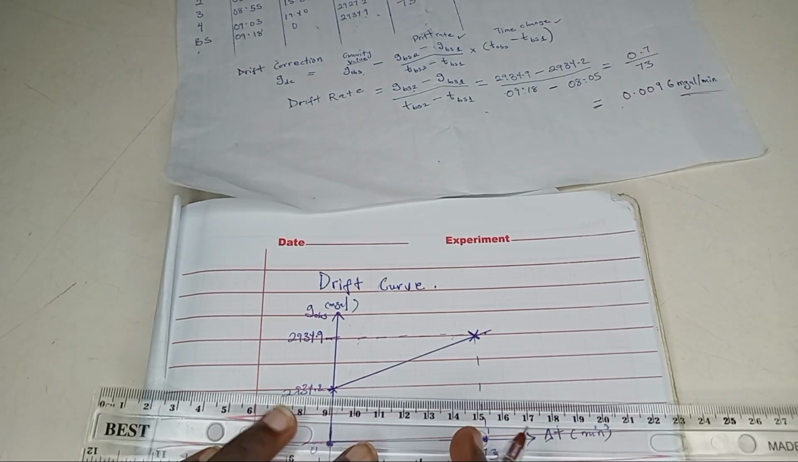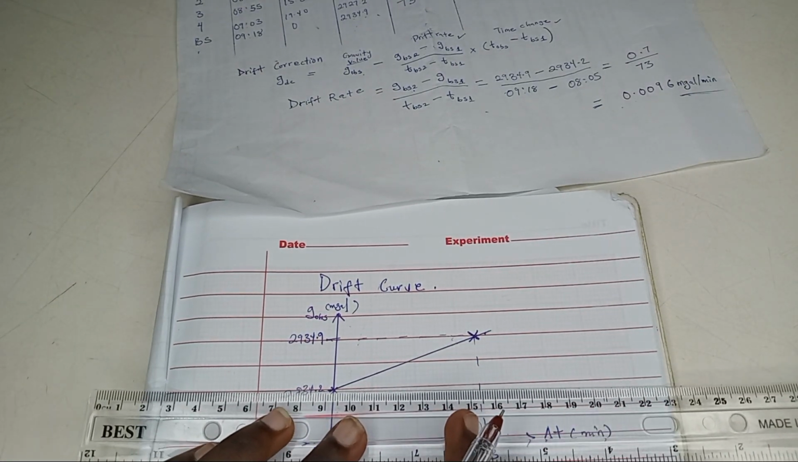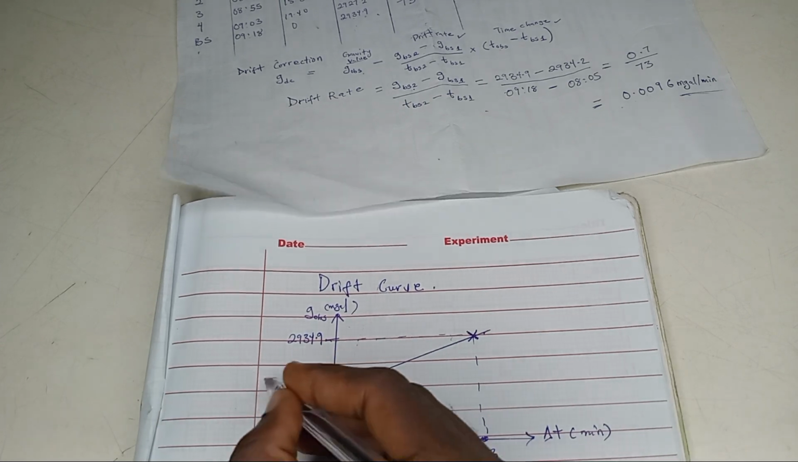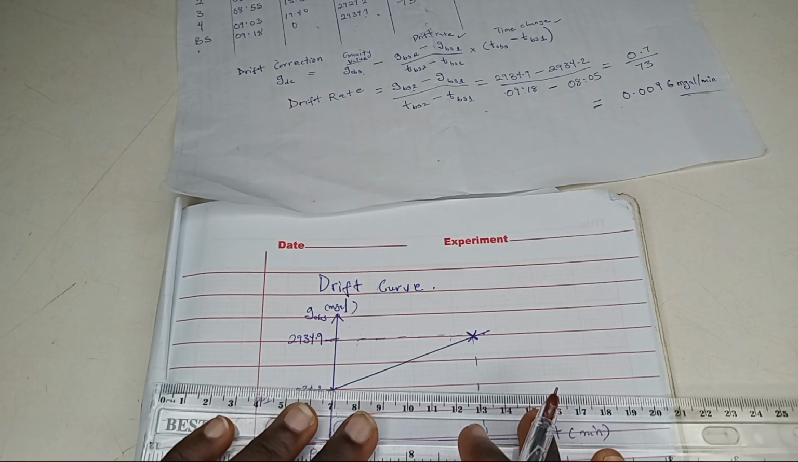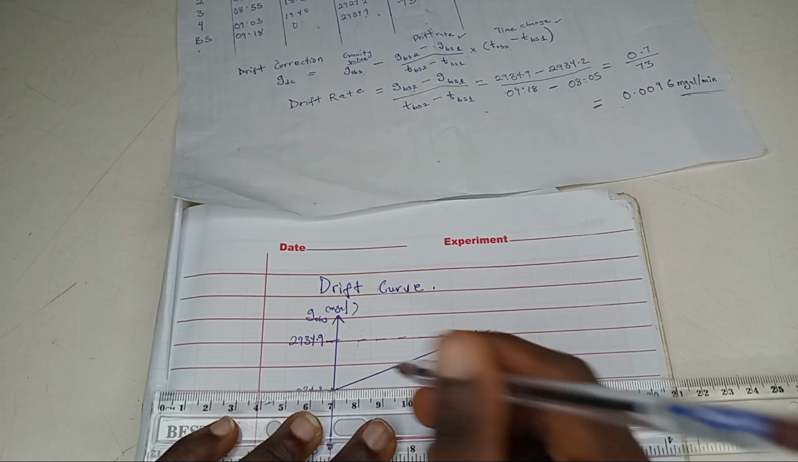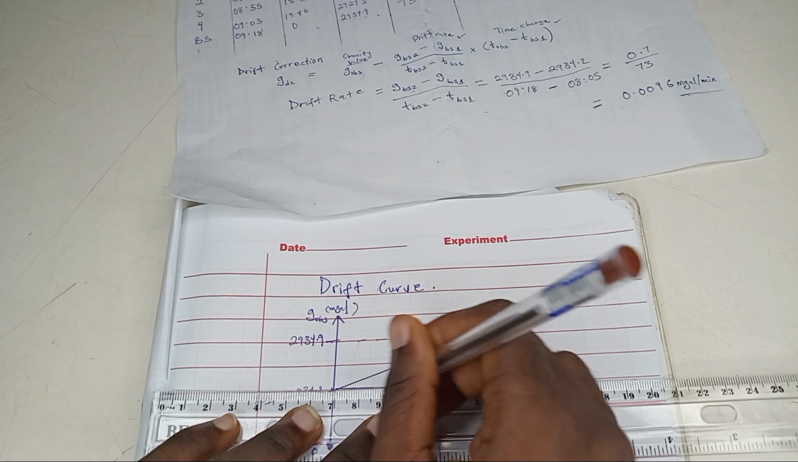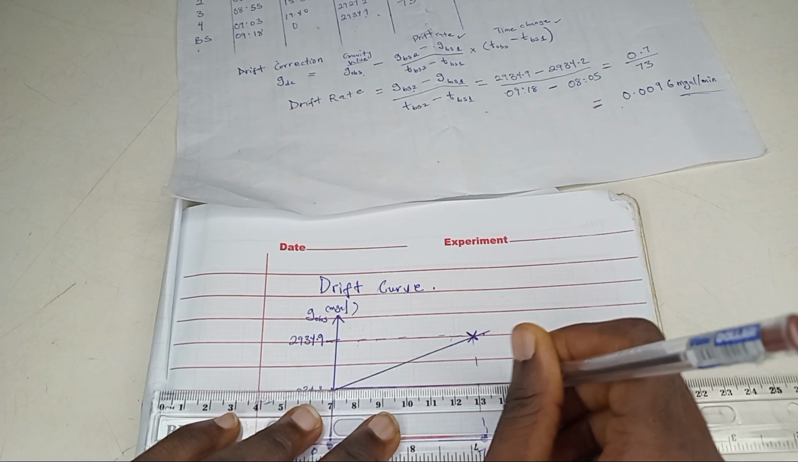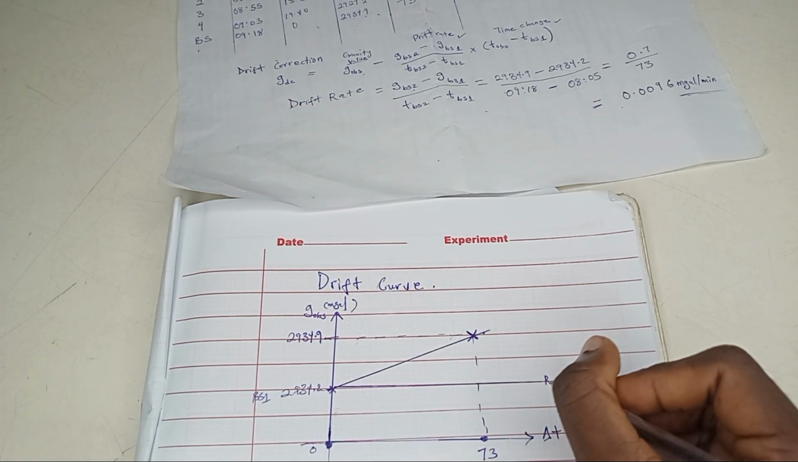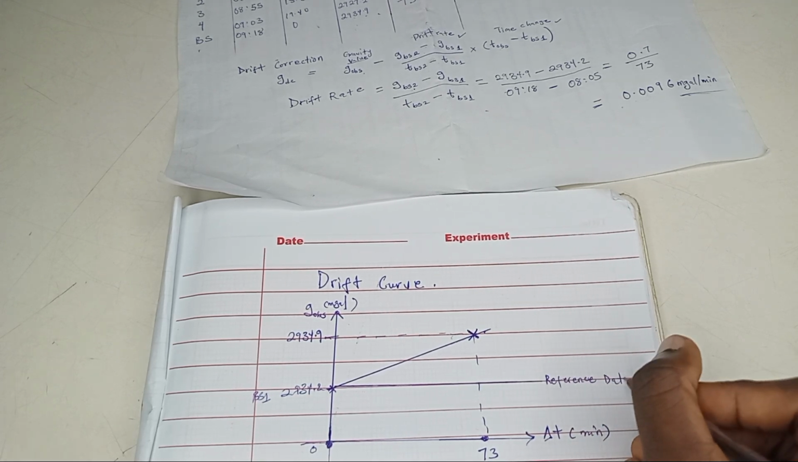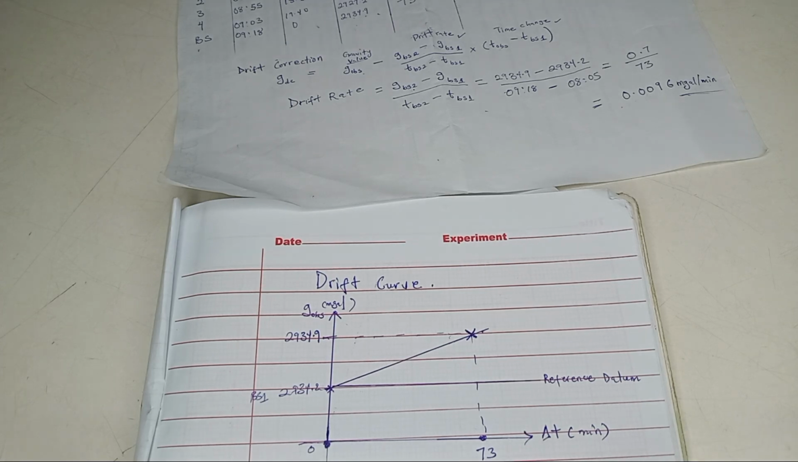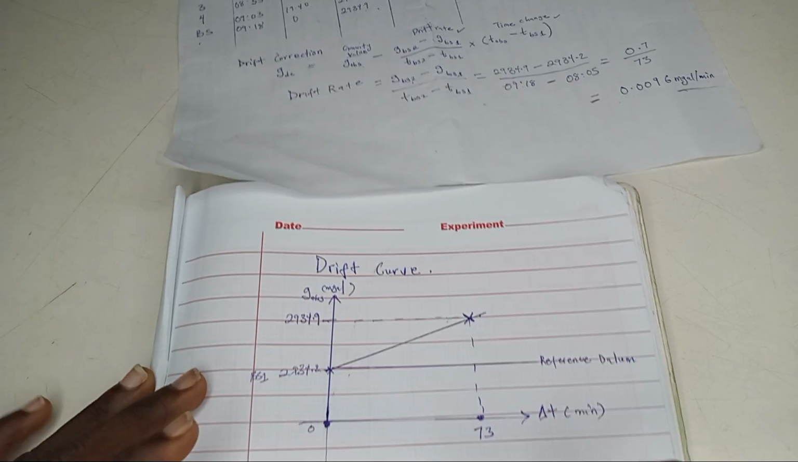Then next, for the first base station, in any question you are given, you're going to rule a horizontal line. What did I say? A horizontal line. That horizontal line is going to show your reference. You write it in your book: reference datum. So this is your drift curve. That's how to plot your drift curve.